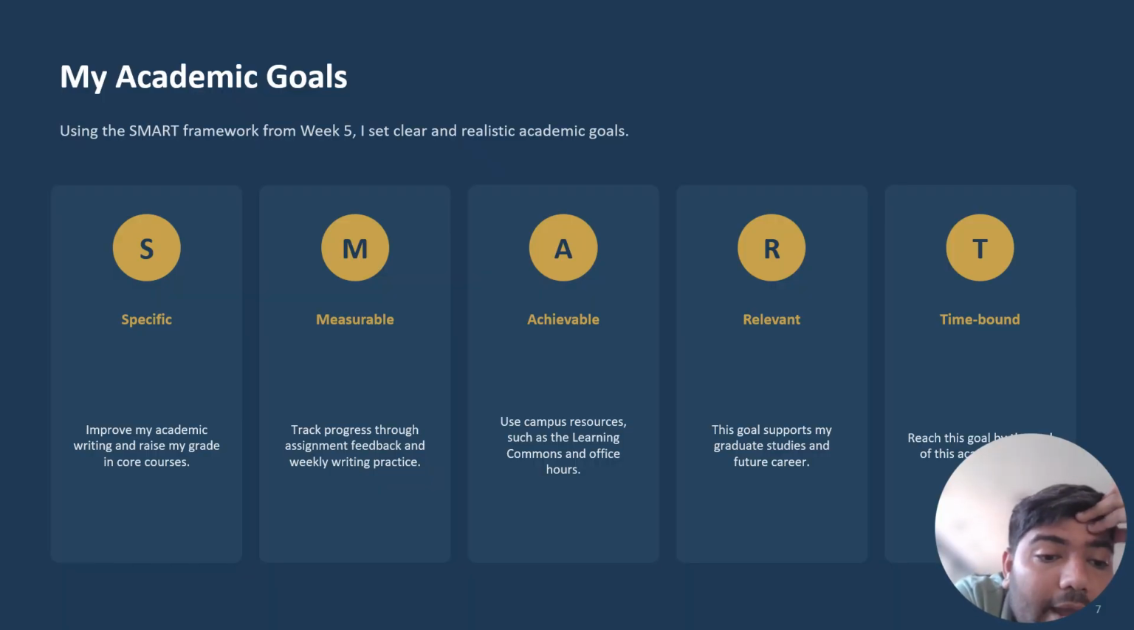So what is specific? Specific means improve my academic writing and raise my grades in the core course. What is achievable? Achievable means use the campus resources such as the learning commons and the office hours. And the main one is time bound. Reach this goal within the time.